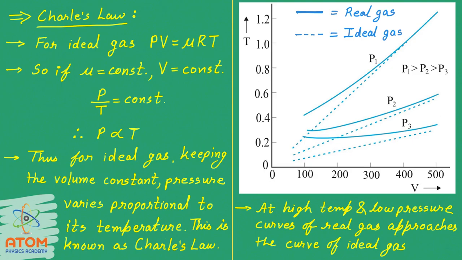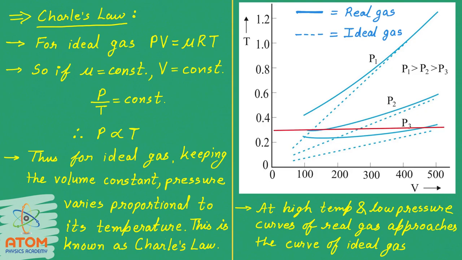Here you can see that as the temperature is increasing, the real gas curve and the ideal gas curve are coinciding with each other. You can see that the continuous line curve and the dotted line curves are coming close as the temperature is increasing. That means at higher temperature, the real gas is approaching the ideal gas. Moreover, for a given temperature, if we keep the pressure smaller, then the real gas curve is near to the ideal gas curve. Let me show you that with this line.